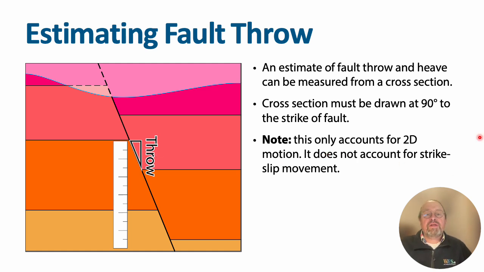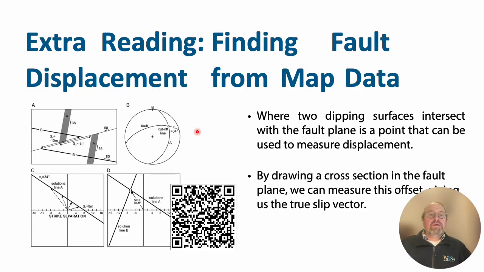It's important in this case to draw it oblique. Otherwise, you get an overestimate. And again, important, doing this only accounts for 2D motion, so we don't know anything about motion essentially in and out of the page. So, yeah, if you want to read more about how to look at faults on maps, you can use this QR code here.